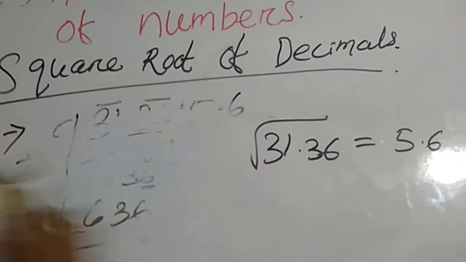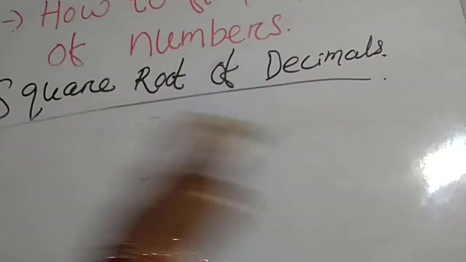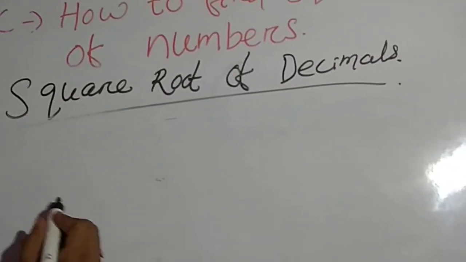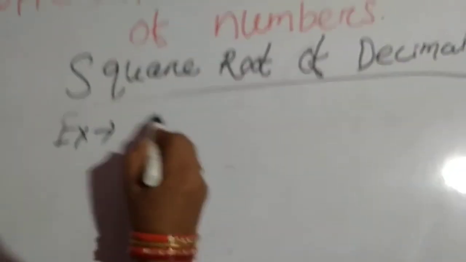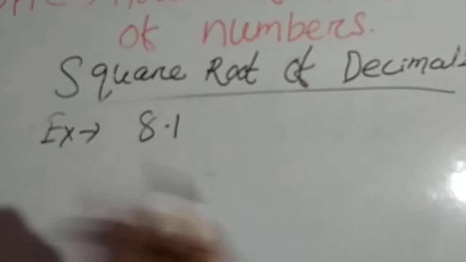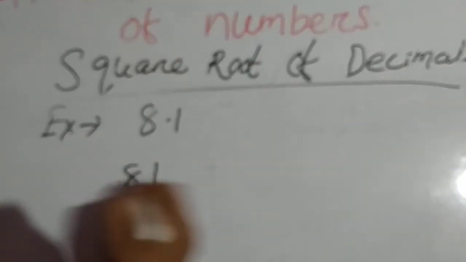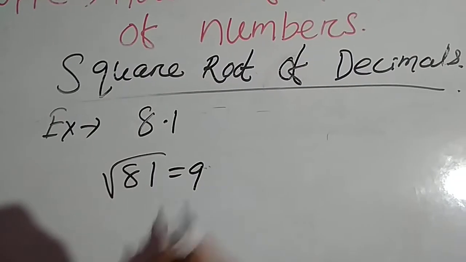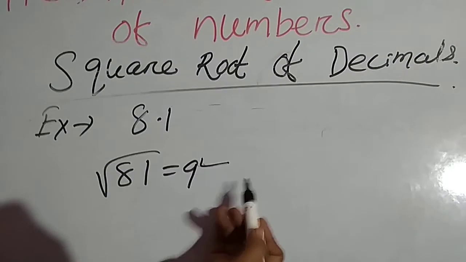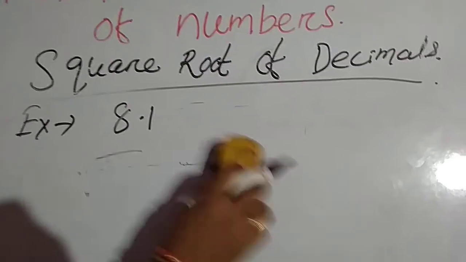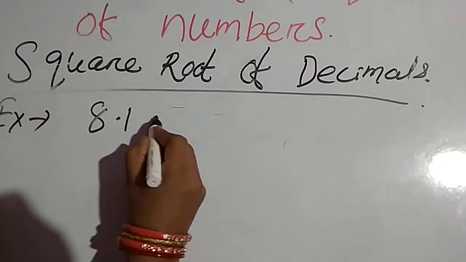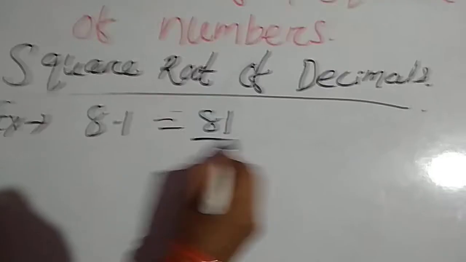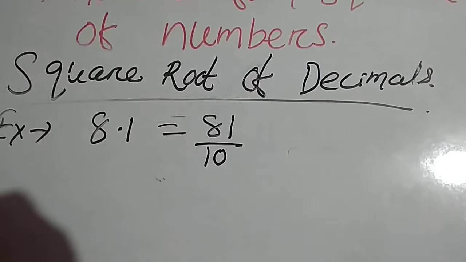Now we are taking another example. Suppose 8.1. We know that the square root of 81 is 9. But now we find the square root of 8.1. Okay, so 8.1 means 81 by 10. Okay, 81 by 10.